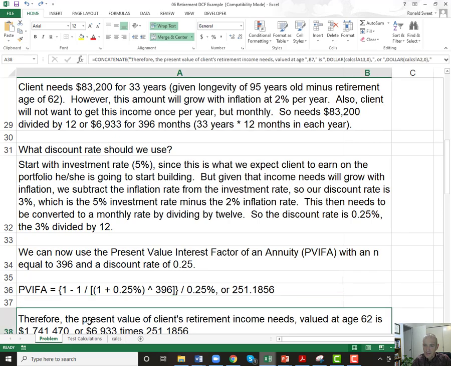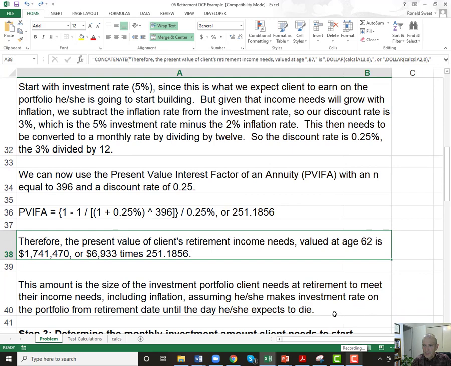And so what does that mean? Well, you multiply all of that out. The present value of that retirement income, so the $83,000 divided by 12, you multiply by 251. It means that when she turns 62, she needs to have a portfolio of $1,741,470. I didn't do much rounding on that one.